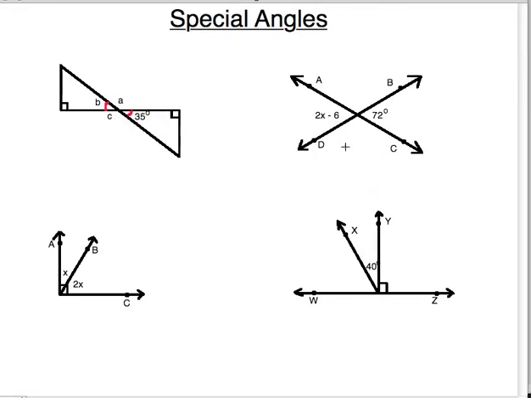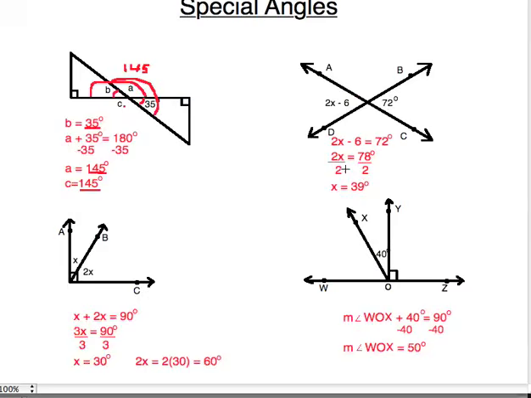Let's take a look at the second situation now. We know that this angle and this angle are vertical angles. Therefore, they must have the same measure. So we can say that 2x minus 6 must be equal to 72. And I've set this up already over here. 2x minus 6 equals 72. If we add 6 to both sides, that's the opposite of subtracting 6, we get 78. 72 plus 6 is 78. So 2x equals 78. And we divide both sides by 2, and we're left with 39 degrees.